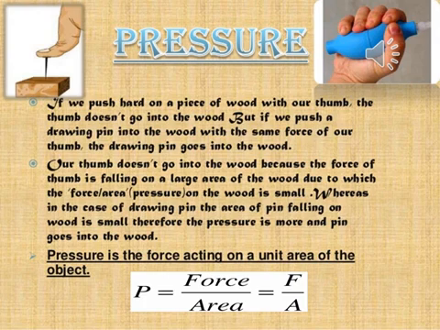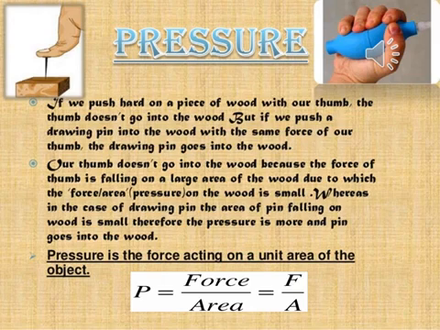What is pressure? If you push hard on a piece of wood with your thumb, the thumb does not go into the wood. But if you push a drawing pin into the wood with the same force of your thumb, the drawing pin goes into the wood. What is the reason? Your thumb does not go into the wood because the force of the thumb is falling on a large area of the wood, due to which the effect of force on the wood is small. Whereas in the case of the drawing pin, the area of the pin falling on the wood is small. Therefore, the effect of force is more and the pin goes into the wood.